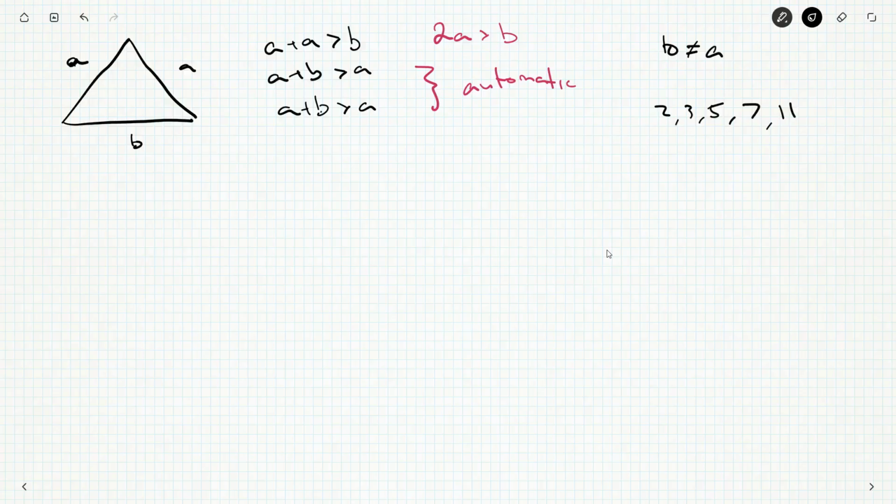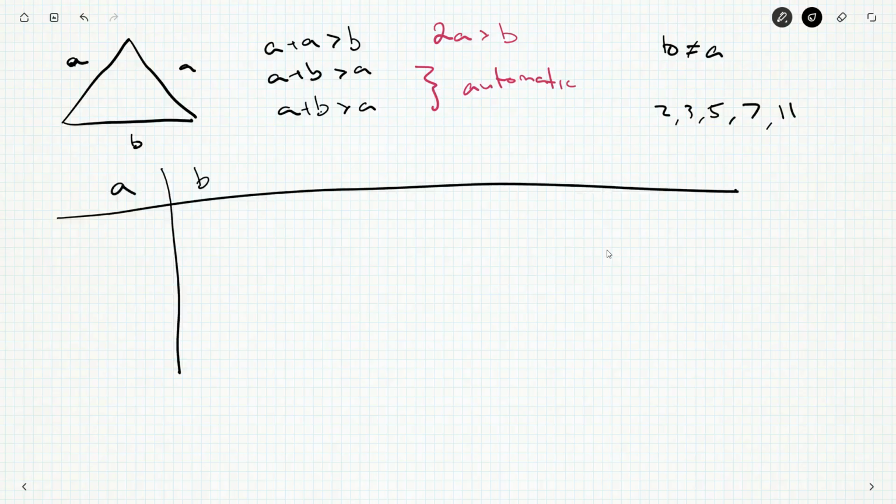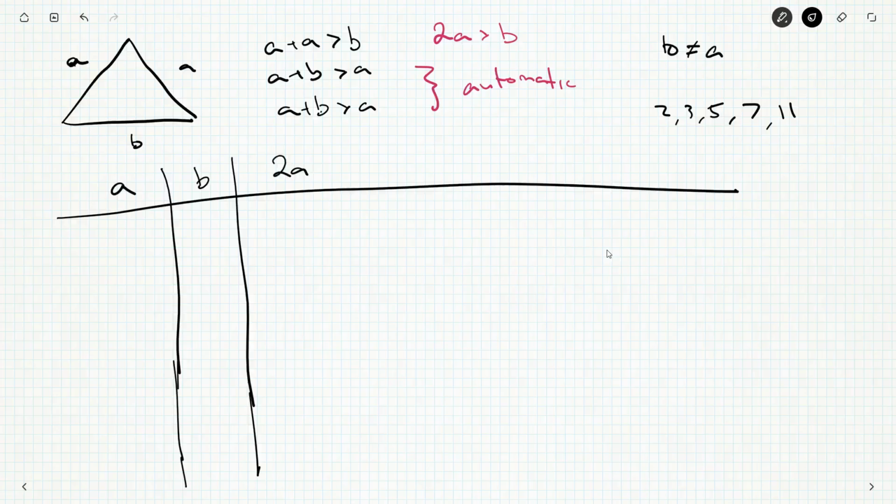So what I'm going to do is, I think the easiest way to approach this one is probably just make a little chart. Our possible A value, our possible B value. And we'll just go with some pairs, and then we'll say, is 2A greater than B? So we could have A is 2, and then what could we have?